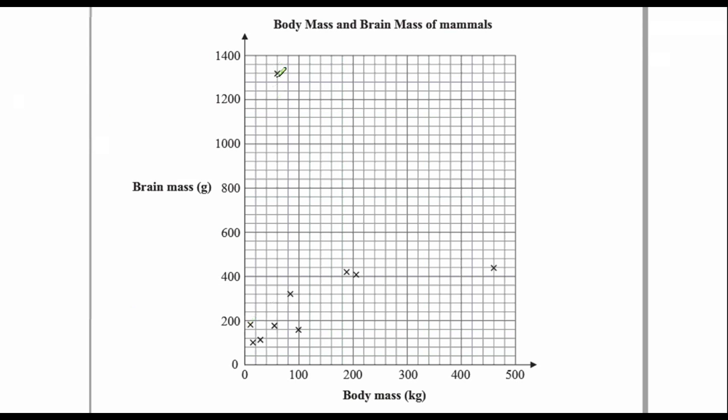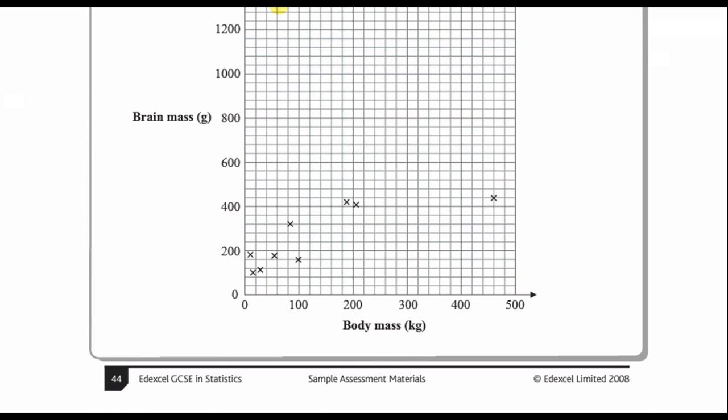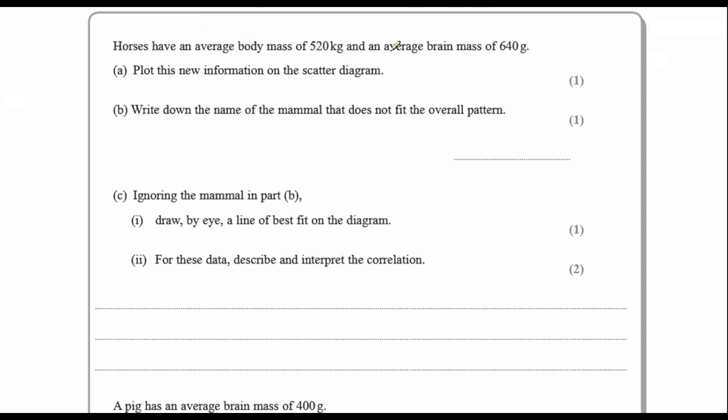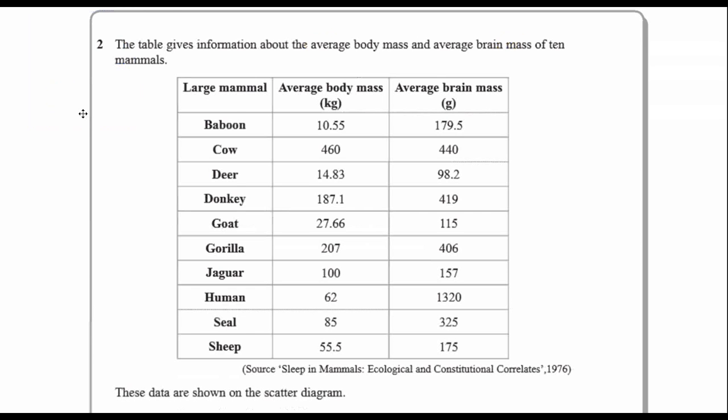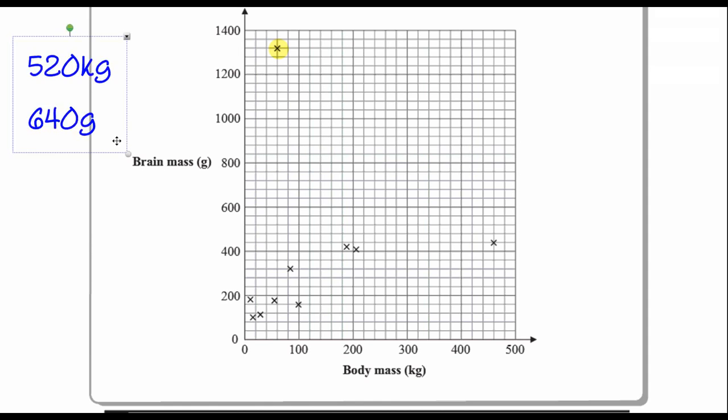And which one is that anomaly right up here? That looks like humans to me. Okay, what are we going to be asked? Horses have an average body mass of 520 kilograms and an average brain mass of 640 grams. Okay, and so let's plot this new information on the diagram. So 520 kilograms and 640 grams, obviously a massive brain. So we're going to take the data across, and we're going to draw it in with a cross.